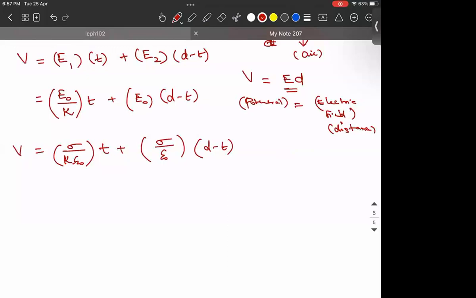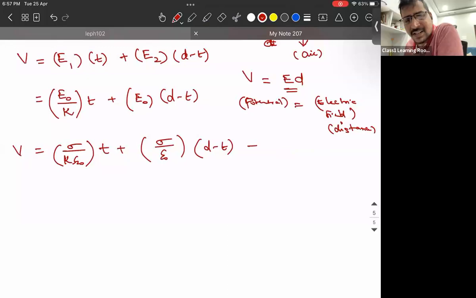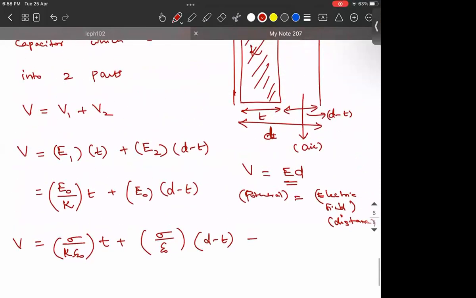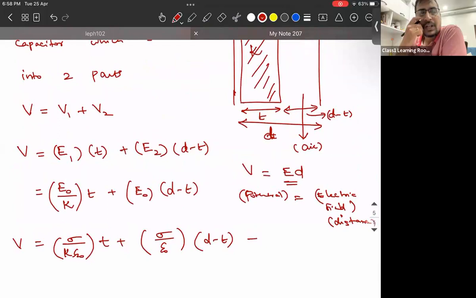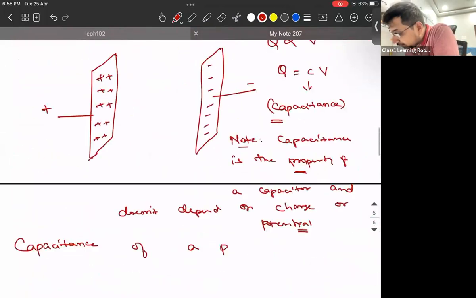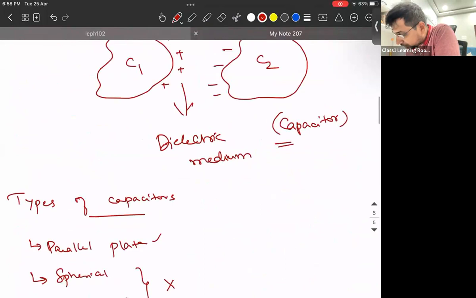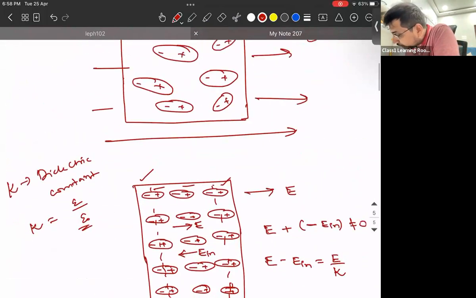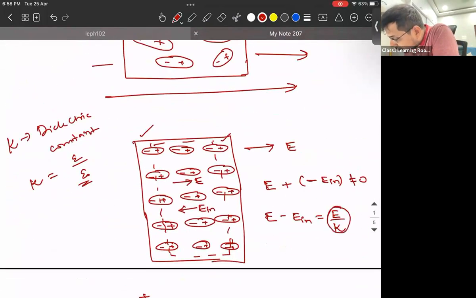Sir, will E2 not be E naught by K? It is air medium, no? Okay, sir. For air medium, it is just E naught. For E1, it is E naught by K. Why I wrote E naught by K is when I explained the dielectric concept, I wrote it here, see, E divided by K.